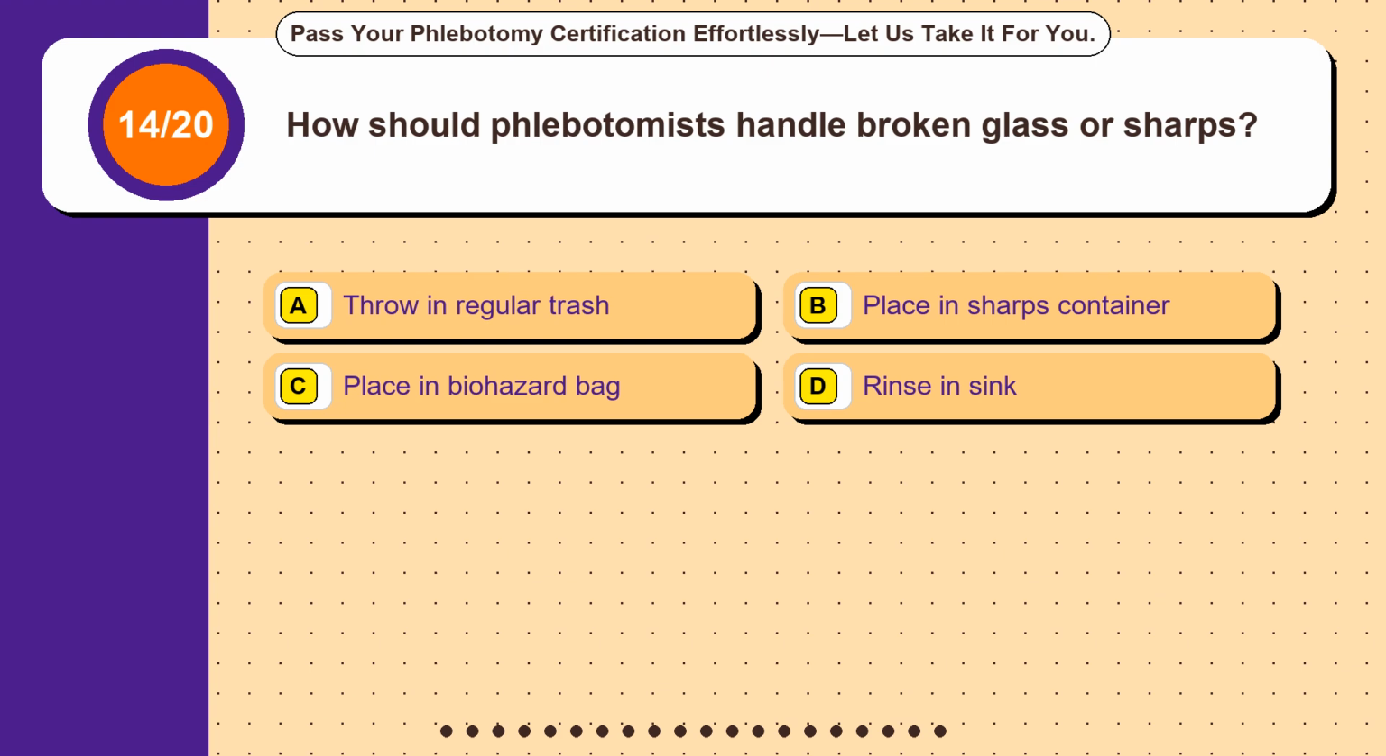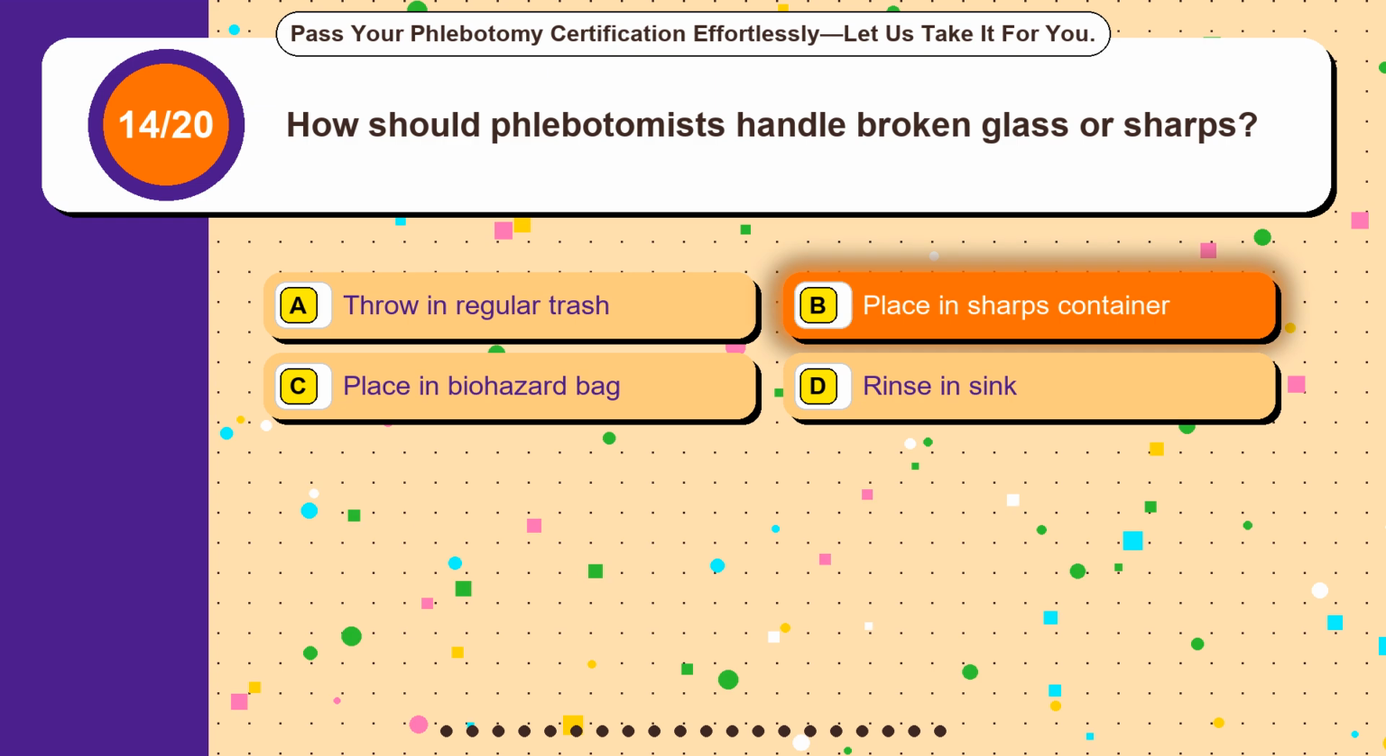Question 14. How should phlebotomists handle broken glass or sharps? Option A, throw in regular trash. Option B, place in sharps container. Option C, place in biohazard bag. Option D, rinse in sink. The correct answer is option B, place in sharps container.